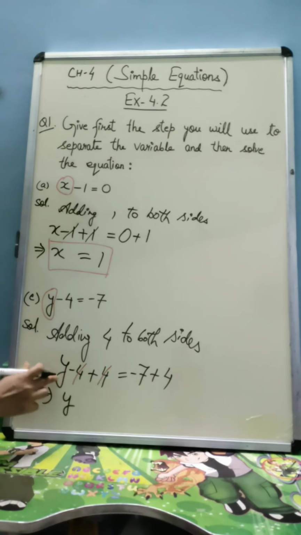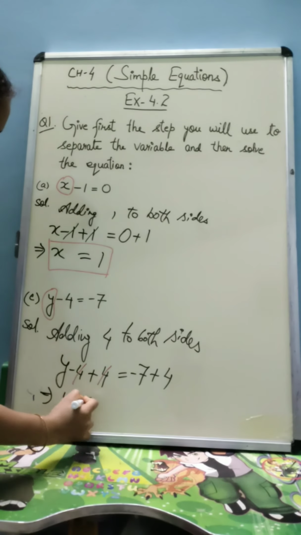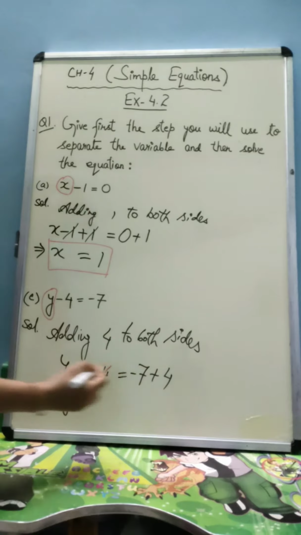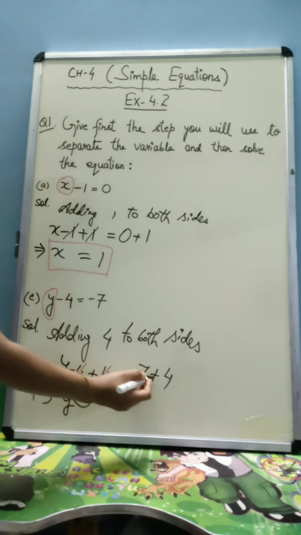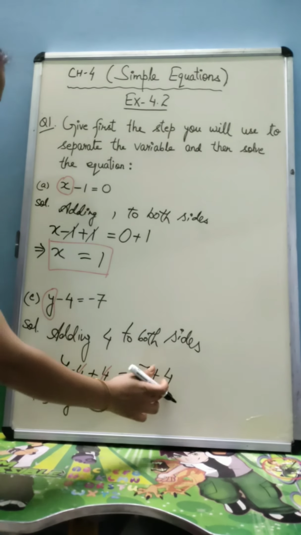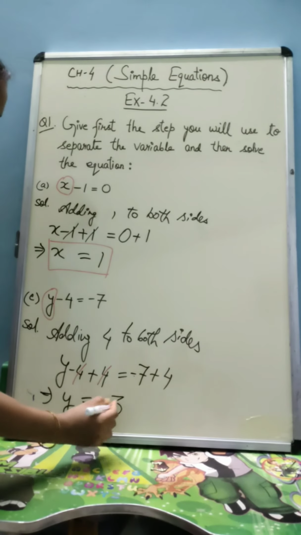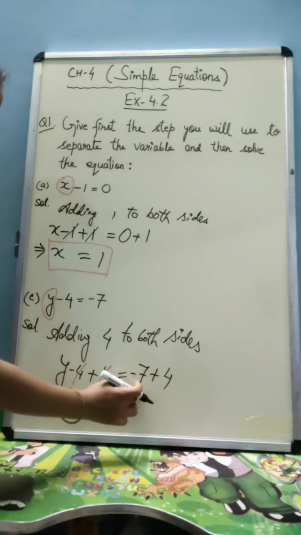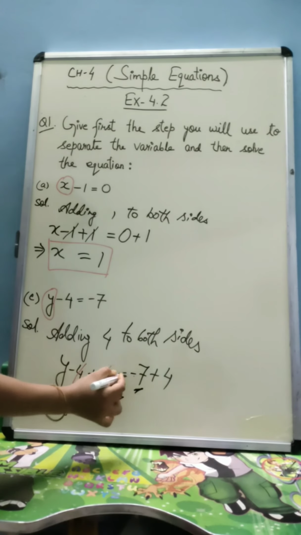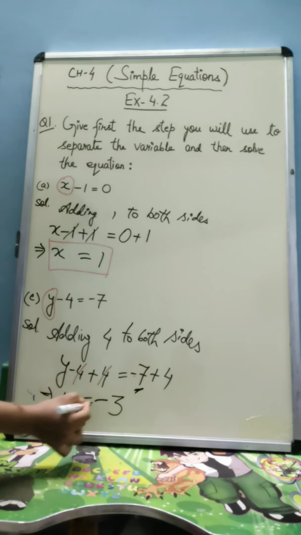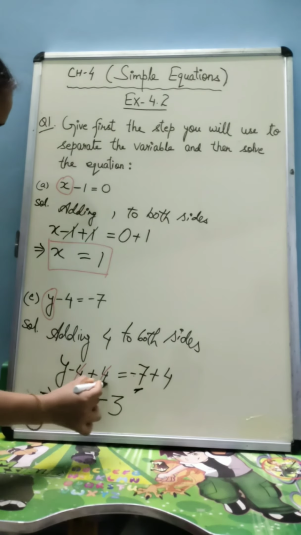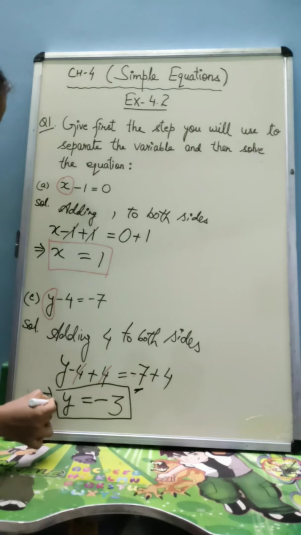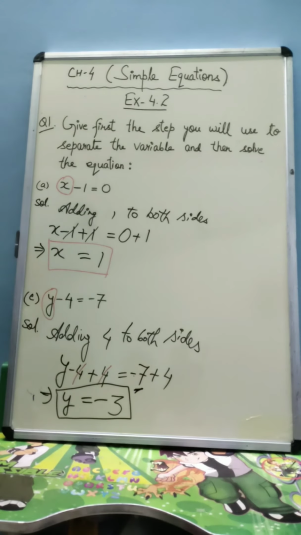Only y is left, and in the RHS minus 7 plus 4, minus plus minus, so 7 minus 4 is 3, but we put the sign of the greater number. So which is the greater number among these two? It's 7. 7 is the greater number and it has a minus sign, so we will write minus 3. So the value of y is minus 3. So I hope these two parts are clear to everyone.